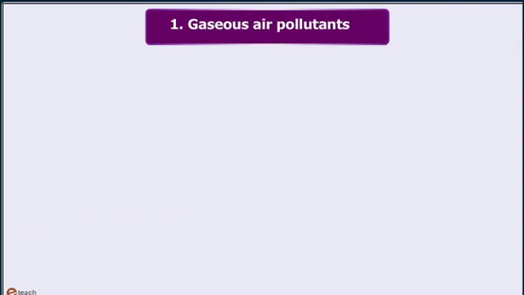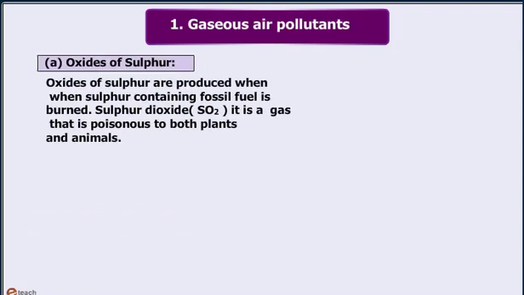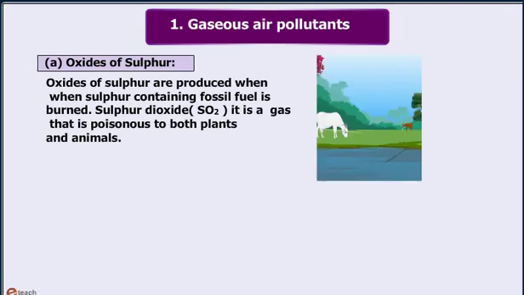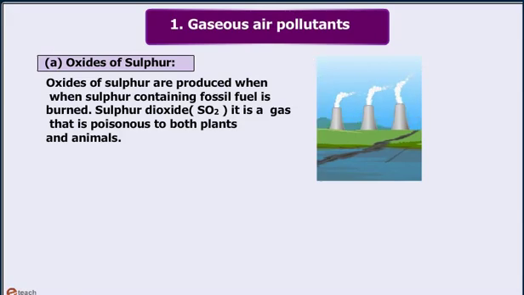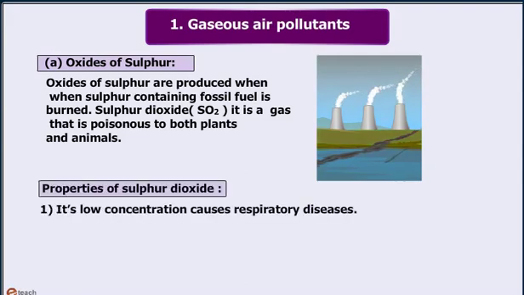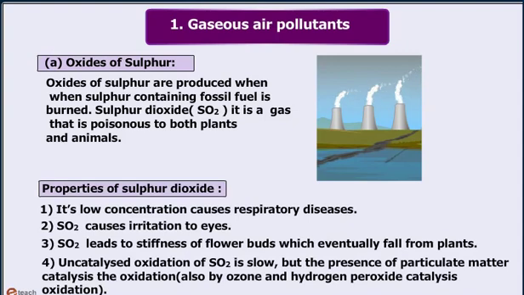Gaseous air pollutants: oxides of sulfur. Oxides of sulfur are produced when sulfur-containing fossil fuel is burned. Sulfur dioxide, SO2, is a gas that is poisonous to both plants and animals. Properties of sulfur dioxide: its low concentration causes respiratory diseases. SO2 causes irritation to eyes. SO2 leads to stiffness of flower buds, which eventually fall from plants.